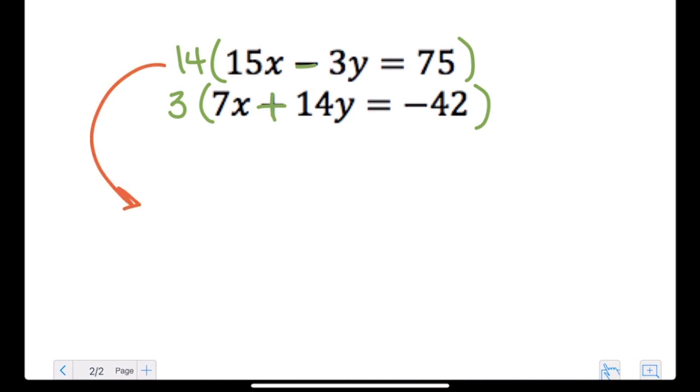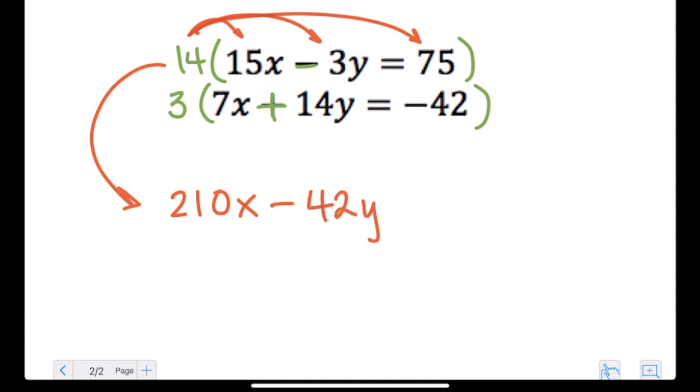Okay, so for that top equation, we're going to multiply everything by 14. Don't forget, every single term on both sides of the equal sign. So we're going to end up with 14 times 15, which is equal to 210x. 14 times negative 3 is negative 42y, and then 14 times 75 is 1050.